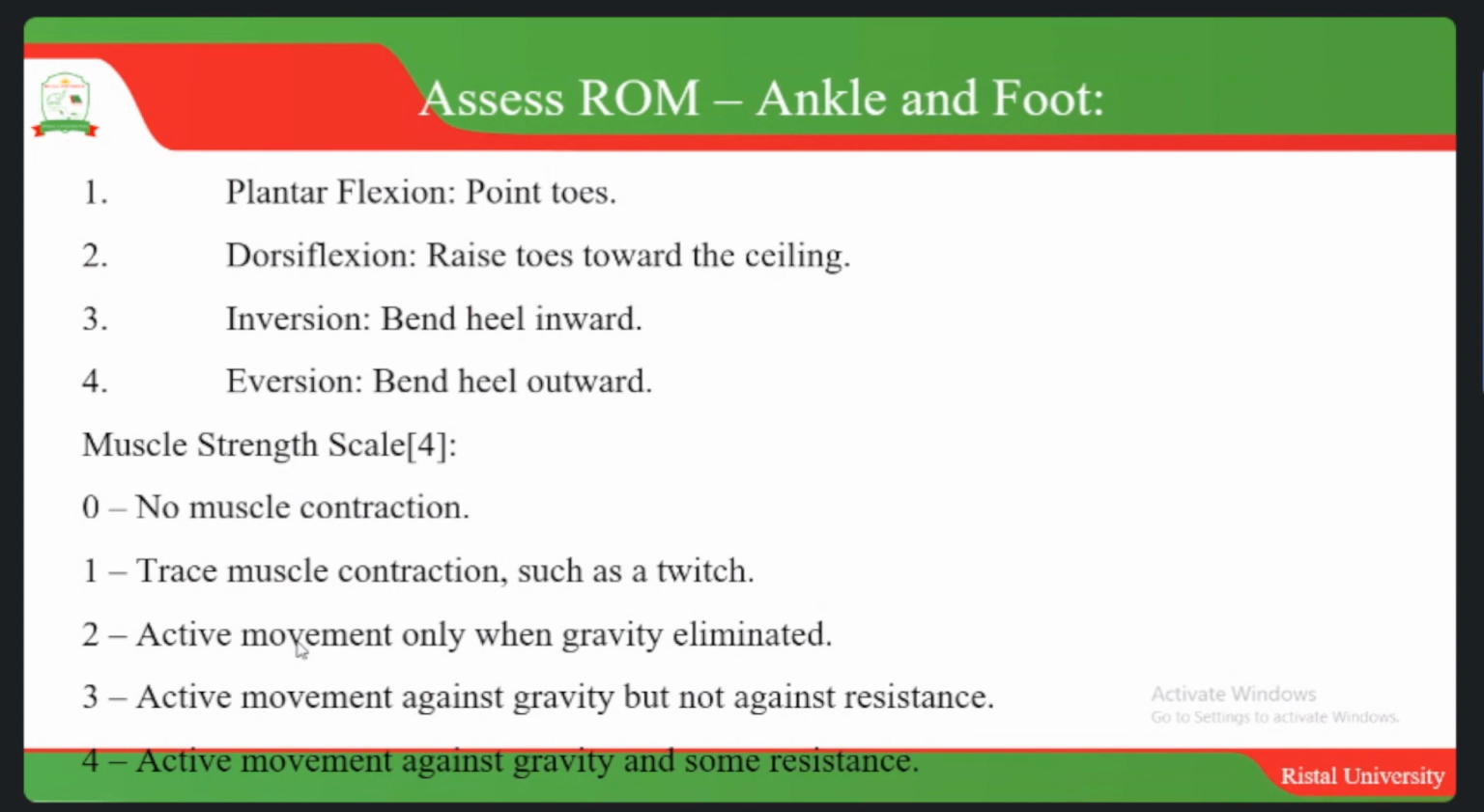So if there is no contraction in your patient, then it is 0. Then trace muscle contraction, such as a twitch. If there is just a twitch, then you give 1. Active movement only when gravity is eliminated. So you have to do this to all your patients in different areas of the muscles.